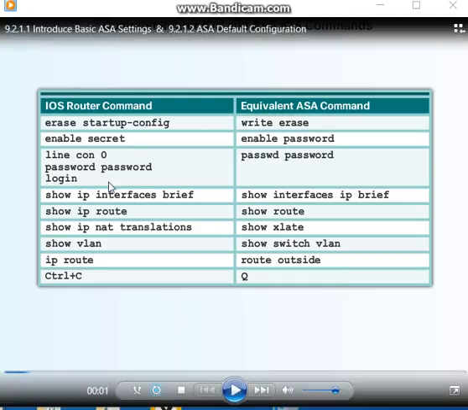Now this picture shows you the comparison between IOS router and ASA commands. As you can see, on an IOS router, we use erase startup-config, erase startup configuration. For the same effect, we use write erase on the ASA.